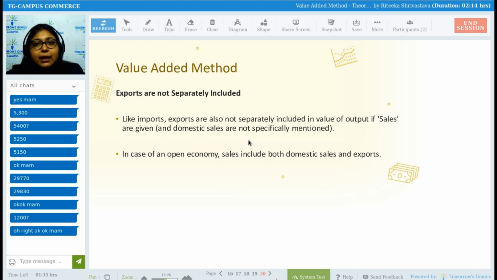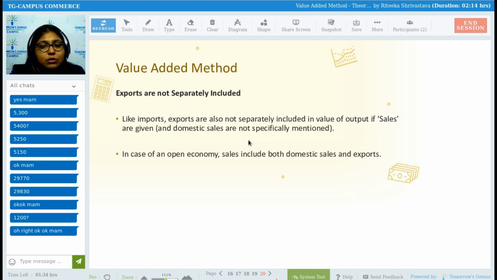Now let us talk about exports. Export means selling of goods and services, so it will have a relationship with sales. Import means purchasing of goods and services, so that is why it came under intermediate consumption. Purchases might be made for intermediate consumption, for purchasing inputs, whereas export means nothing but sales, so it has a direct relationship with sales.